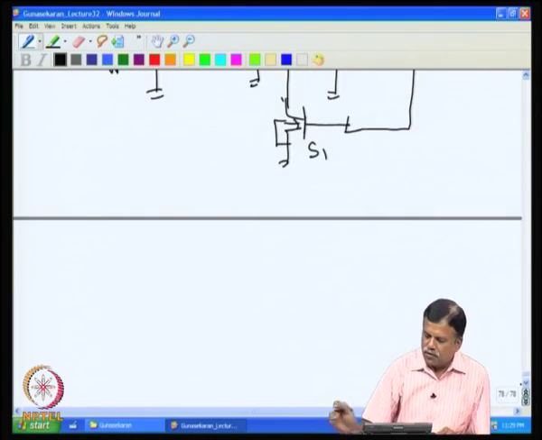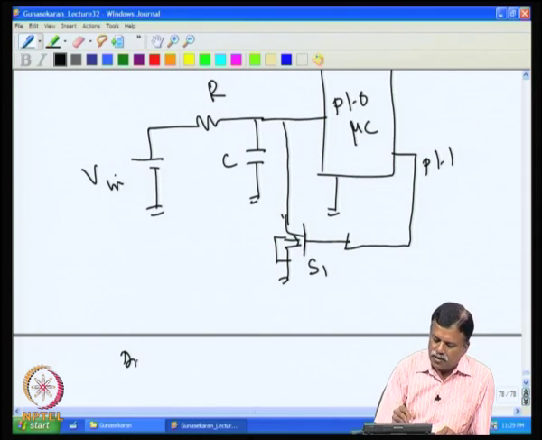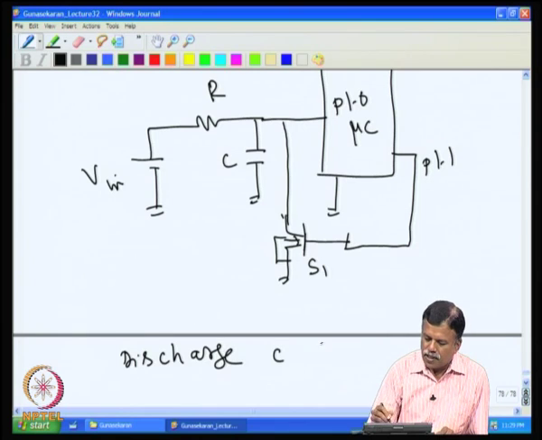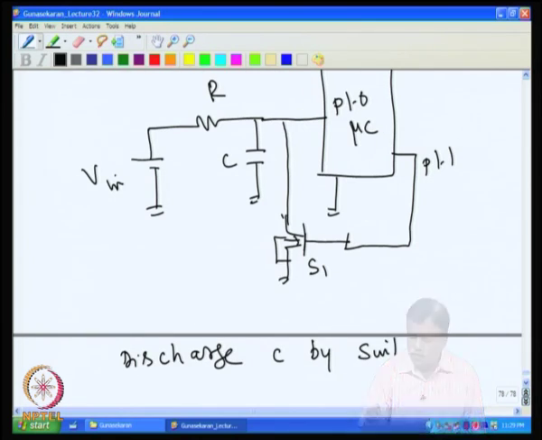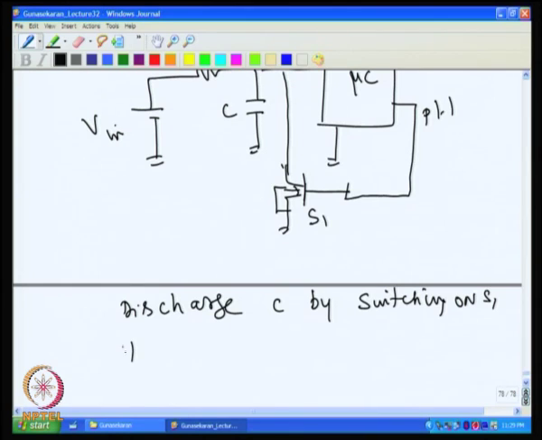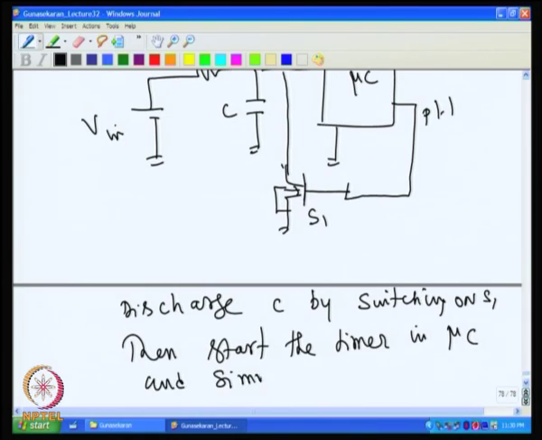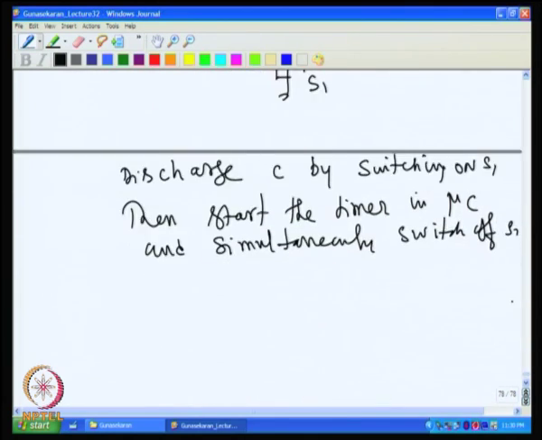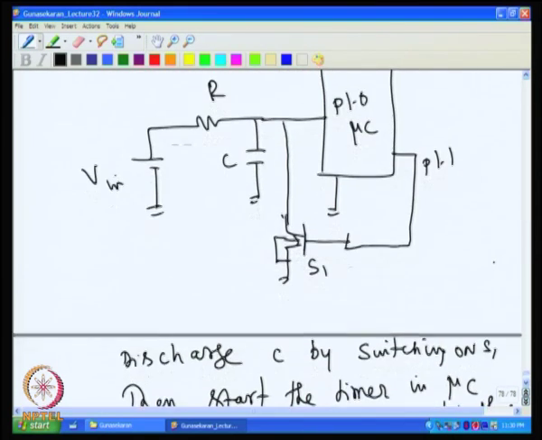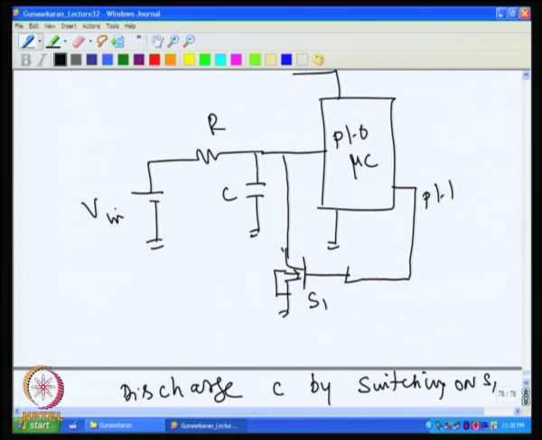So, you discharge C by switching on S1, then start the timer, the timer in the microcontroller, and simultaneously switch off S1. Now the input voltage will charge, because now S1 is off. Now, whatever current is coming from V in will charge the capacitor C.